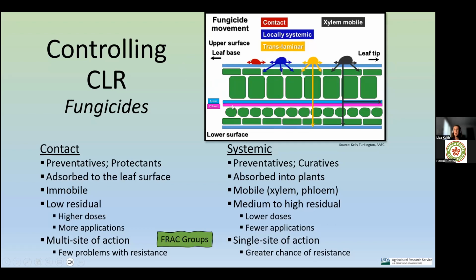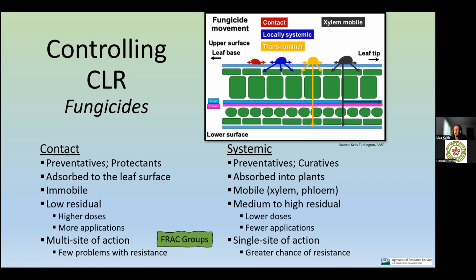You have the xylem and the phloem within the leaf and within the tree, okay? And here's the various, so the contact or the protectants in red, the droplet hits, it hardly spreads, it will control what lands on it, okay? Locally systemic is in blue. So when the droplet of the fungicide hits the leaf, it will spread a little. It will just start to spread within that leaf surface, and that's it.